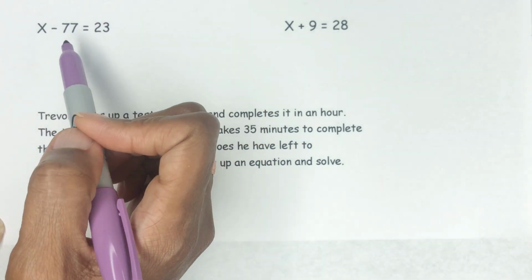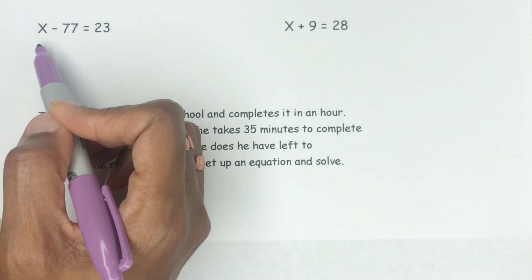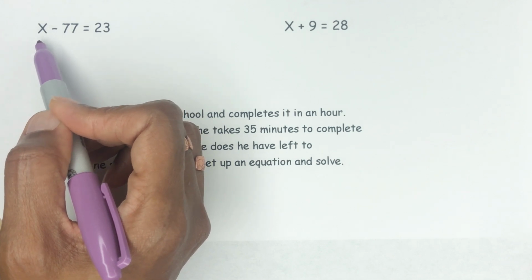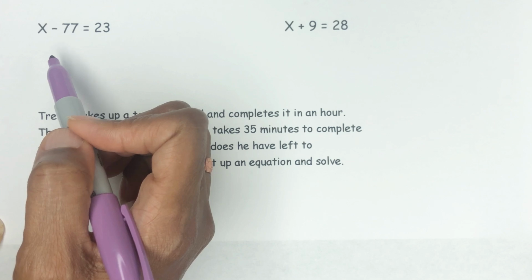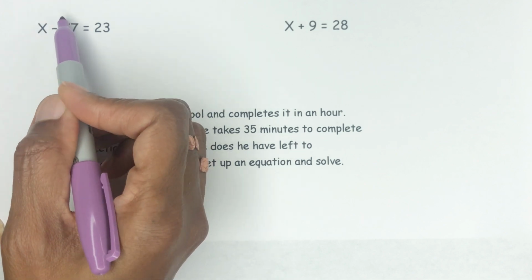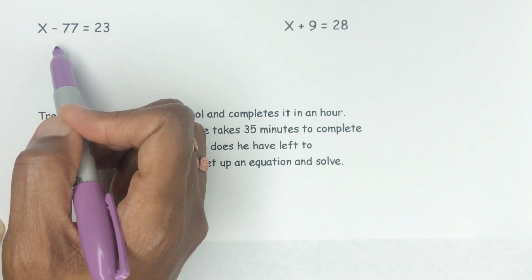What is the objective for a one-step equation? The objective is to get the variable by itself. The variable is always represented by a letter. In this case, it's an X. And we have to get the variable by itself to determine the value of it. So in order to do that, we have to get this minus 77 away from the X by doing the opposite, or the inverse operation.